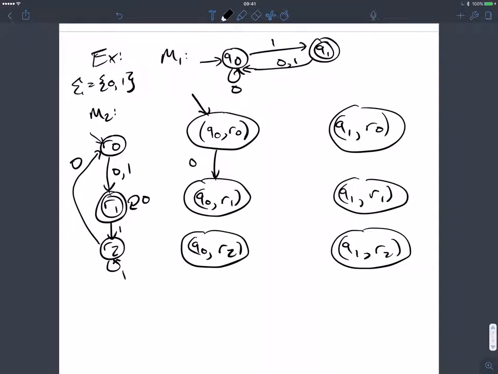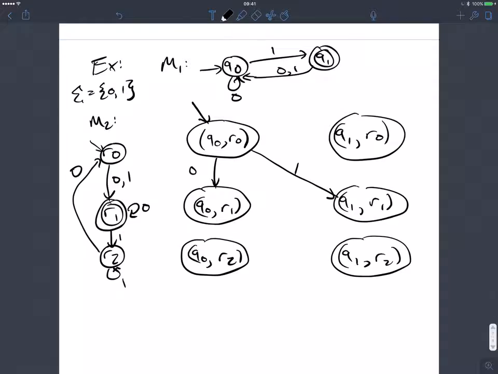Where did Q0, R0 go on input 1? Well, Q0 went to Q1, so I'm thinking Q1 right now. Where did R0 go? Also R1. So the state I go to is Q1, R1. Nice. 2 transitions done. How many more to go? 10. How do I know it's 10? Because I have 6 states and I need 2 transitions each.